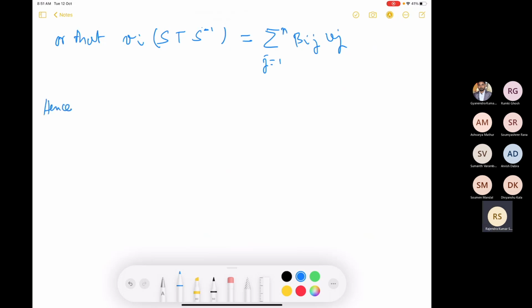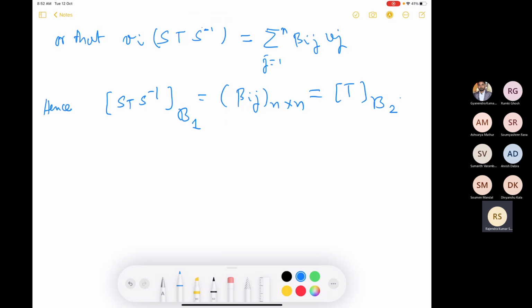And so the matrix of S T S inverse with respect to the ordered basis B1 has these entries, beta_ij, n by n. And this is the matrix of T with respect to the ordered basis B2. So what we have got here is that the matrix of the S T S inverse linear transformation with respect to the ordered basis B1 is actually the same as the matrix of T with respect to the ordered basis B2.